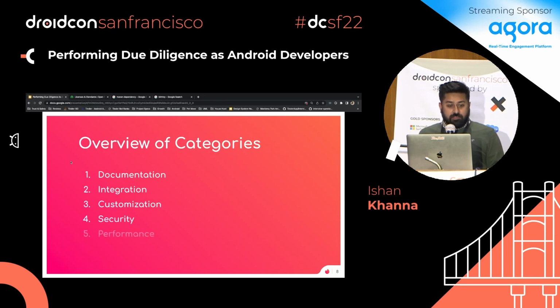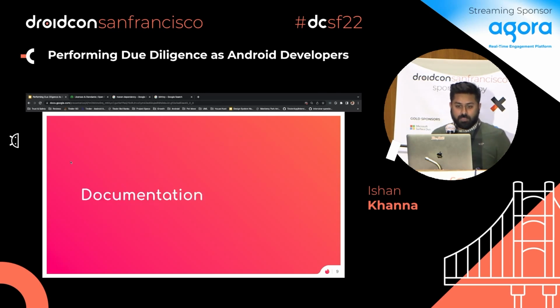And fifth being performance of the SDK and other things related to the application that you're working on. Let's talk about the documentation part of it. The first and foremost thing that you do whenever you're tasked with or trying to find out if you want to integrate something is you go ahead and try to find the documentation related to it, right?